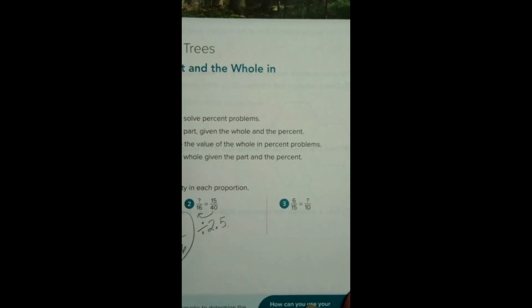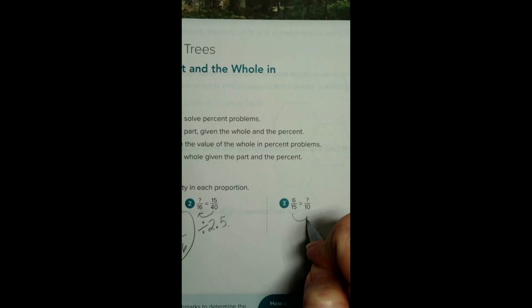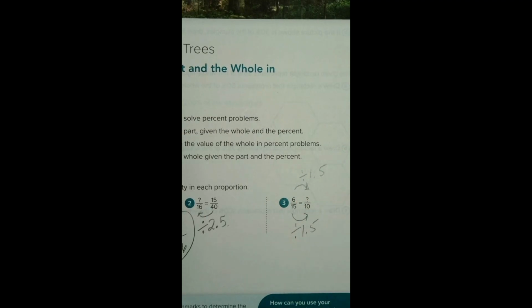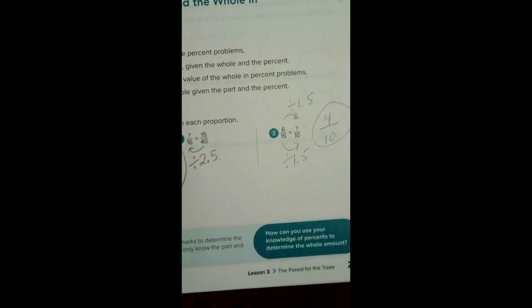And then lastly, 6/15 is equal to what over tenths? So 15 to 10, that's a divide by 1.5. So 6 divided by 1.5 gives us 4. So 4/10 is the answer there. Okay, that was on page 281.